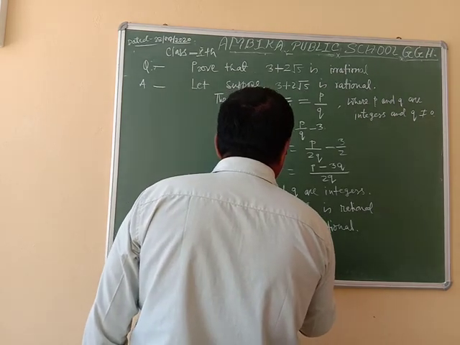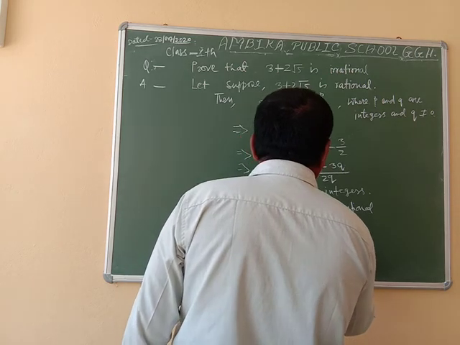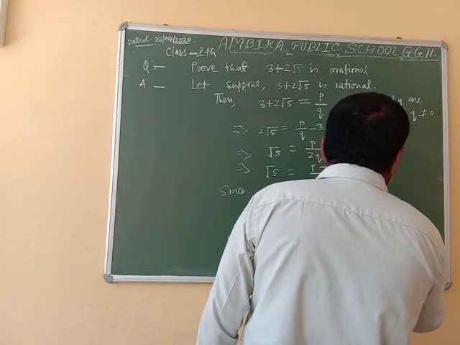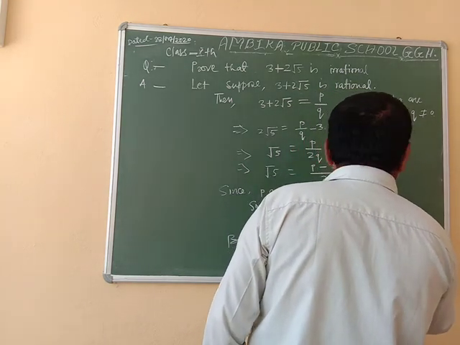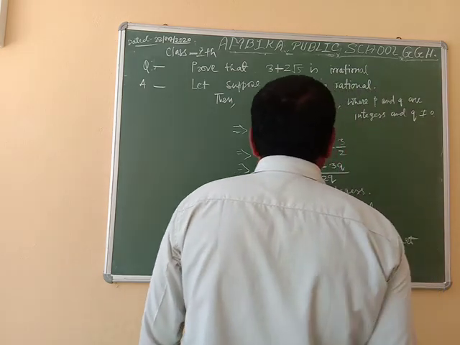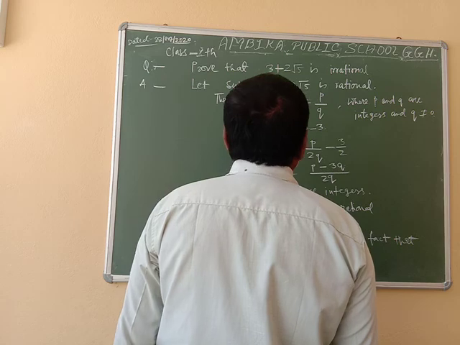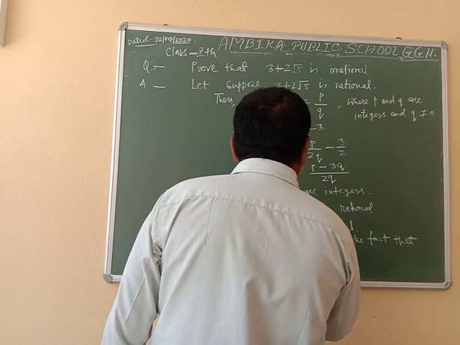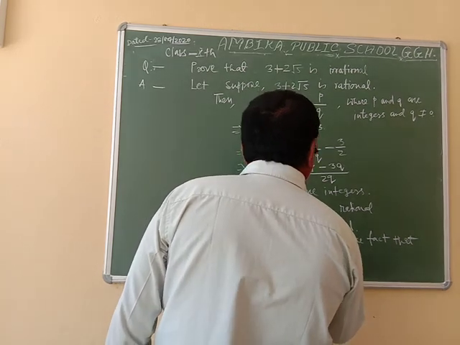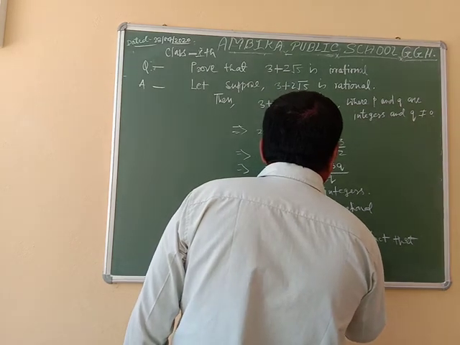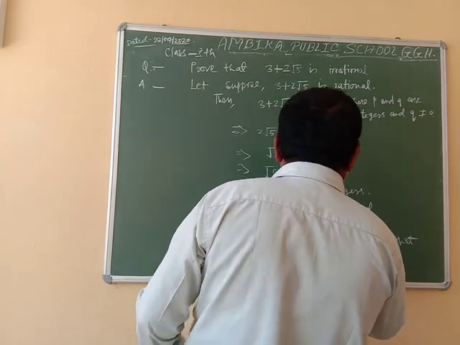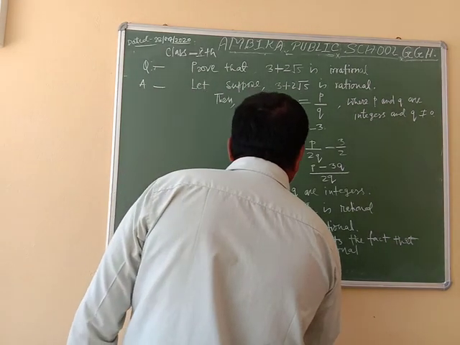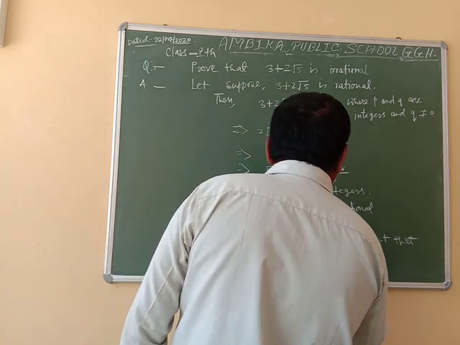But this contradicts the fact that root 5 is irrational. Hence 3 plus 2 root 5 is irrational.